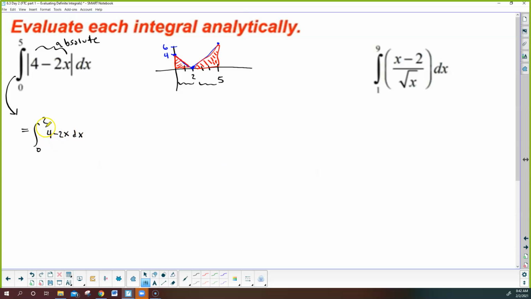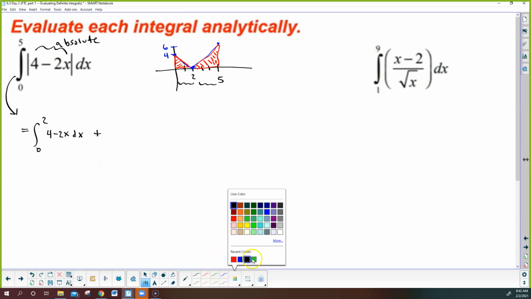Now, why did I not put the absolute value bars? Notice this is a negative linear equation, so its slope is going down. So that would represent this line right here. So the area under this curve is represented nicely by that shape.